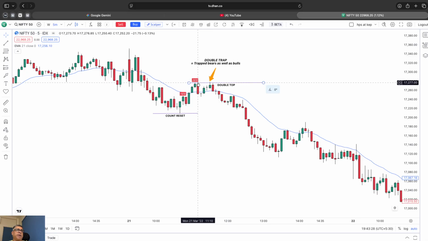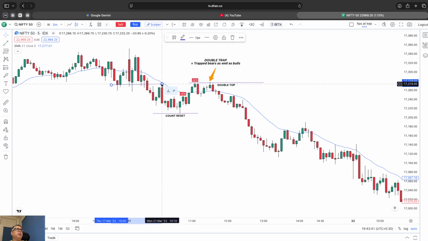Suppose I took second entry short entry here. Previously, this was support and that became resistance. So if I took second entry short trade here, this will almost take my stop loss, because I will put my stop loss 1 or 2 pips above this bar when I'm going short. So this is double trap bar.